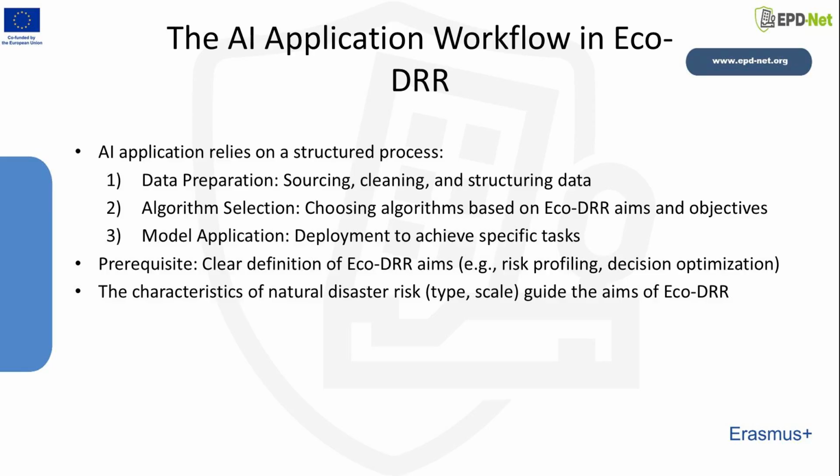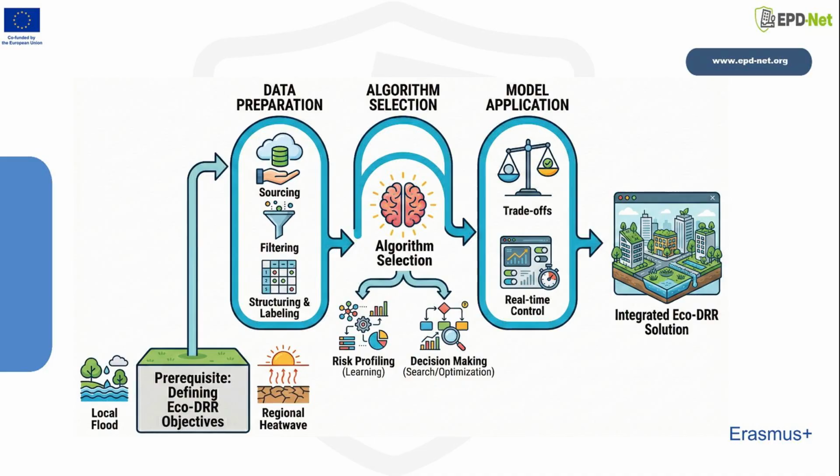Next comes algorithm selection. This crucial choice must align with the objectives the AI seeks to achieve, which themselves must connect to the aims of ECO-DRR. For example, a learning algorithm might be selected for risk profiling, while a search and optimization algorithm might be chosen for decision-making. Finally, we reach model application. This is the deployment phase, where the selected algorithm is used to achieve specific tasks, such as multi-objective trade-offs or real-time control. However, the foundation of this entire workflow is a clear prerequisite: defining the ECO-DRR aims.